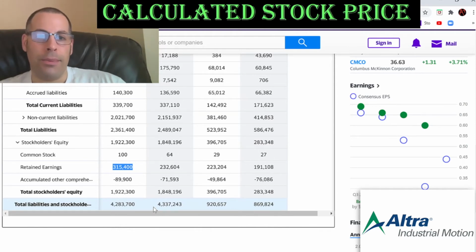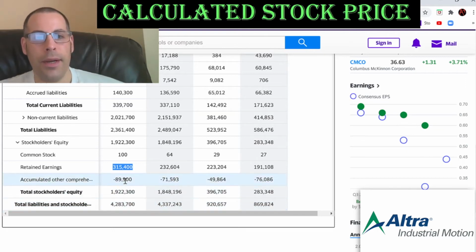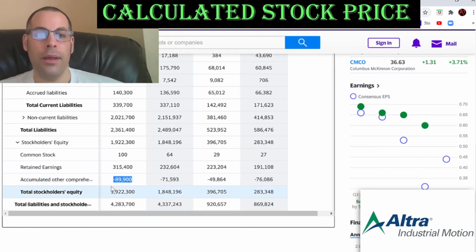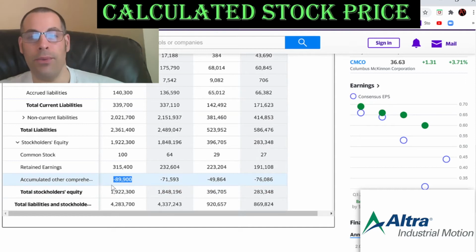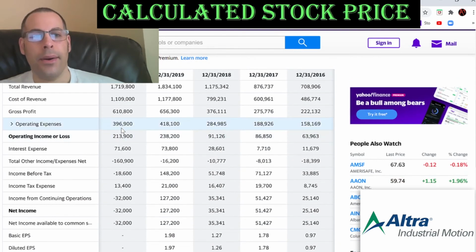This means it's operating profitably. Accumulated other comprehensive income of negative $90 million. These are unrealized losses on some of its securities. Unrealized means it has not sold those securities yet, so it has not realized the loss. Let's go back to the income statement and get their operating income.